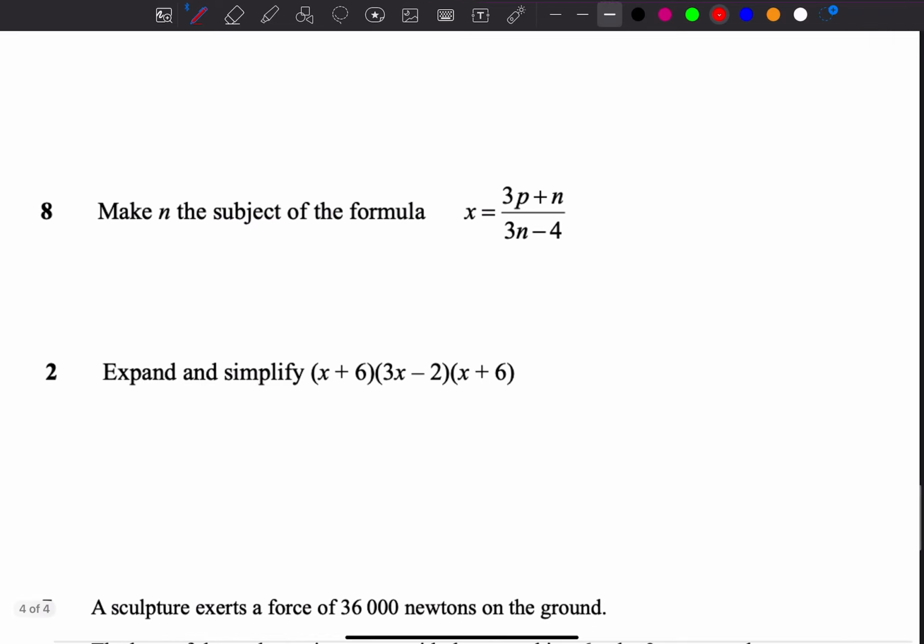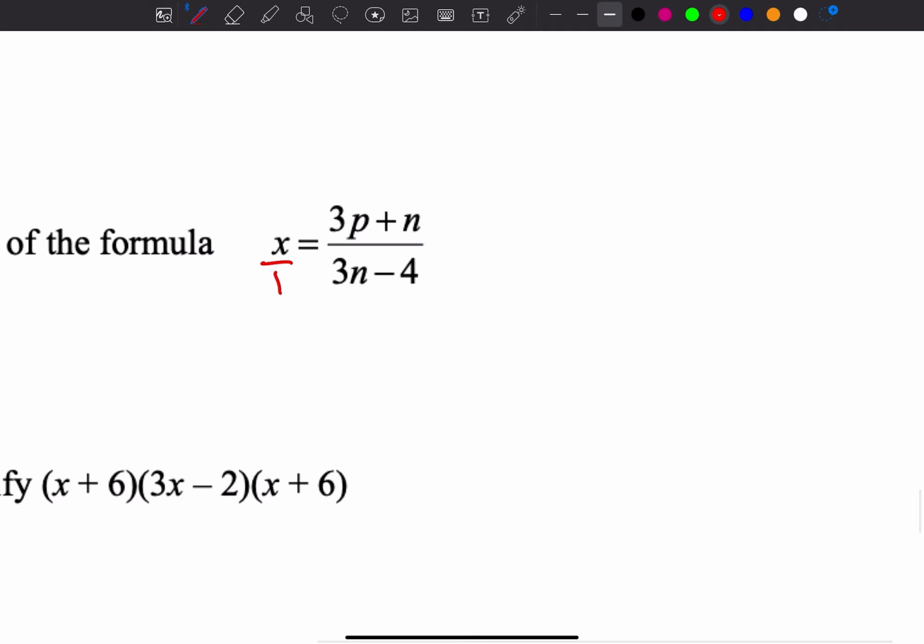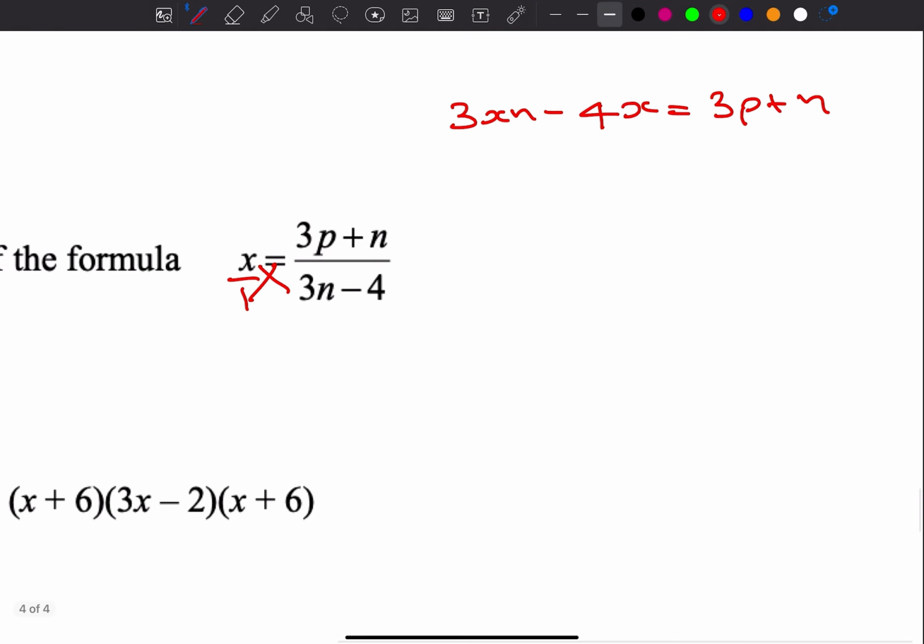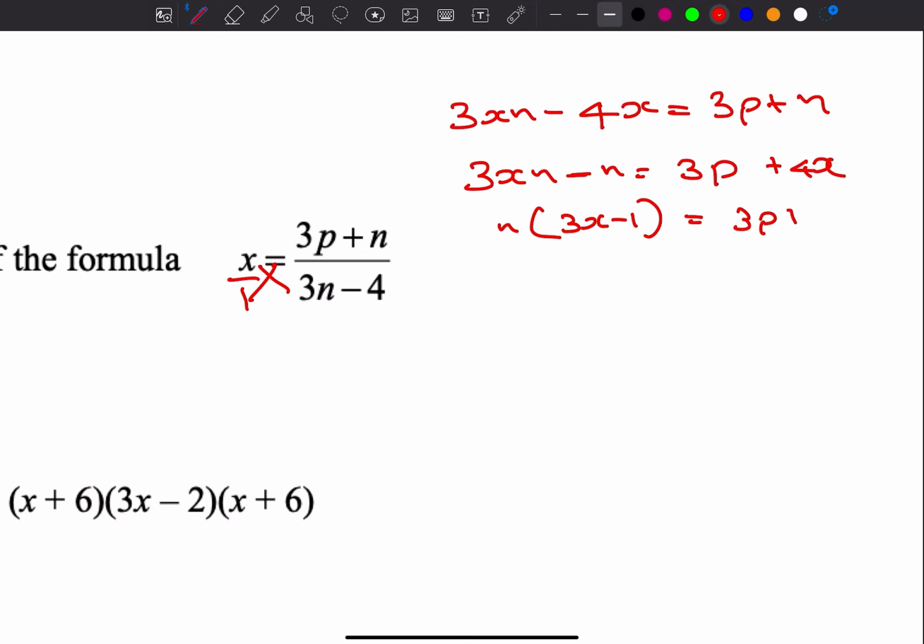You're making the subject here, I'll write it like this. Over 1, you cross multiply. That will give you 3xn minus 4x equals, multiply by 1, 3p plus n. You're making the n the subject. So we keep the 3xn here, bring the n, minus n equals 3p plus 4x. Take the n common, n(3x minus 1) equals 3p plus 4x. Just get rid of this here, 3x minus 1. There you go, n is the main subject.